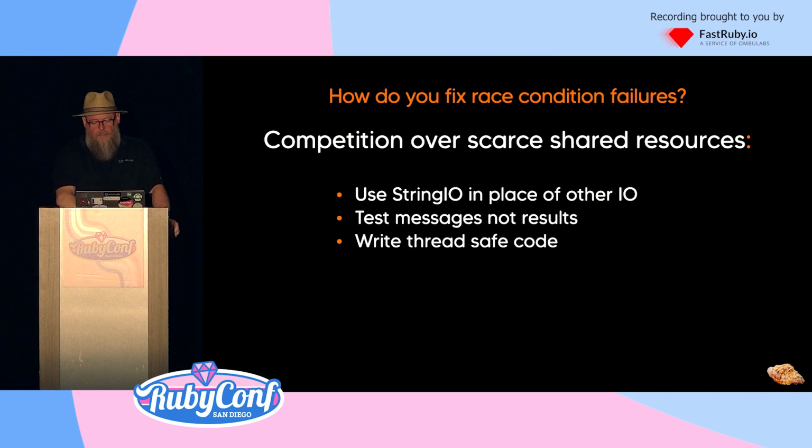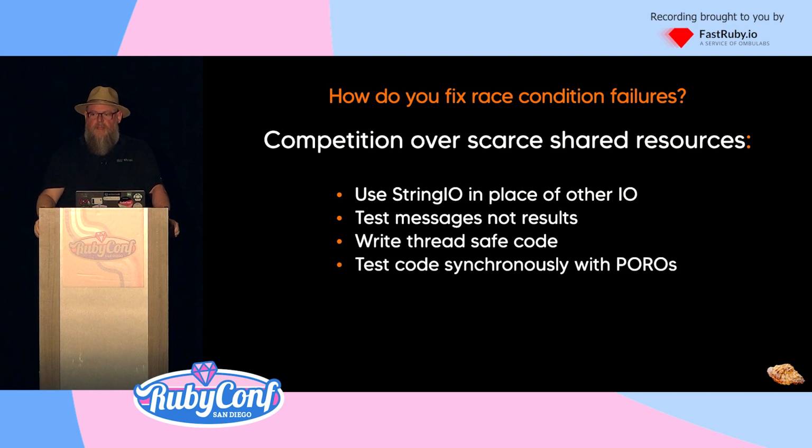Of course, you could also extract that code out of the threaded class into a PORO that you call from the thread, and then test the PORO synchronously, and trust that Ruby knows how to instantiate a thread and run code on a thread. You can also switch to fibers instead of using threads.